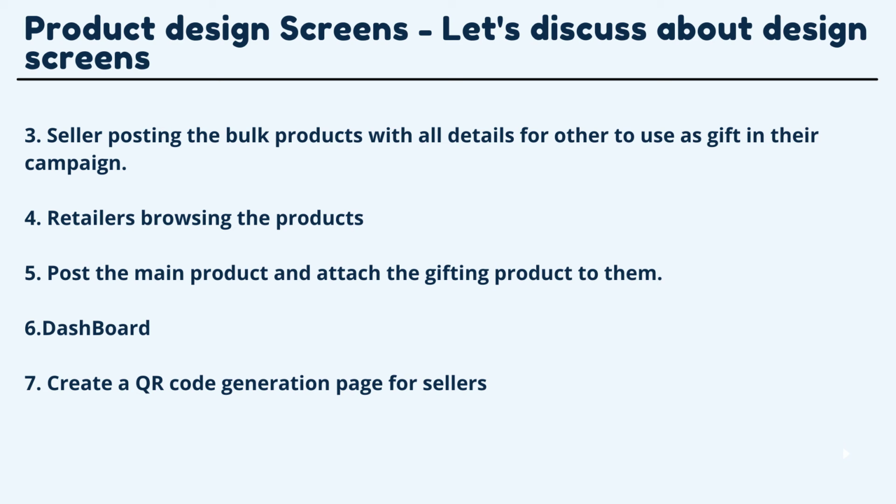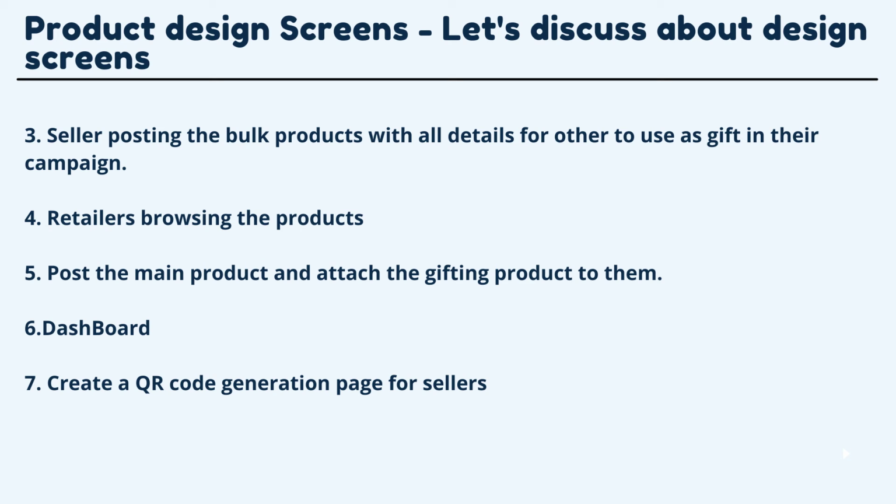And the fourth one is the retailer browsing those products. Whatever is posted by the bulk product sellers has to be browsed by the bulk product buyers, who are retailers. So for that also the functionality needs to be implemented, with one screen.